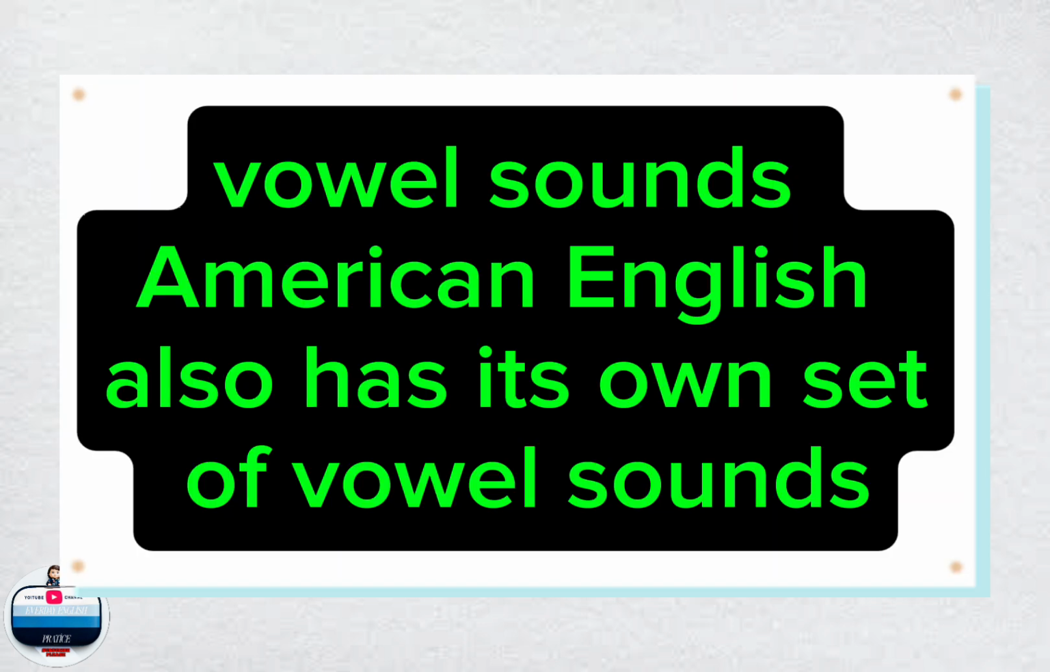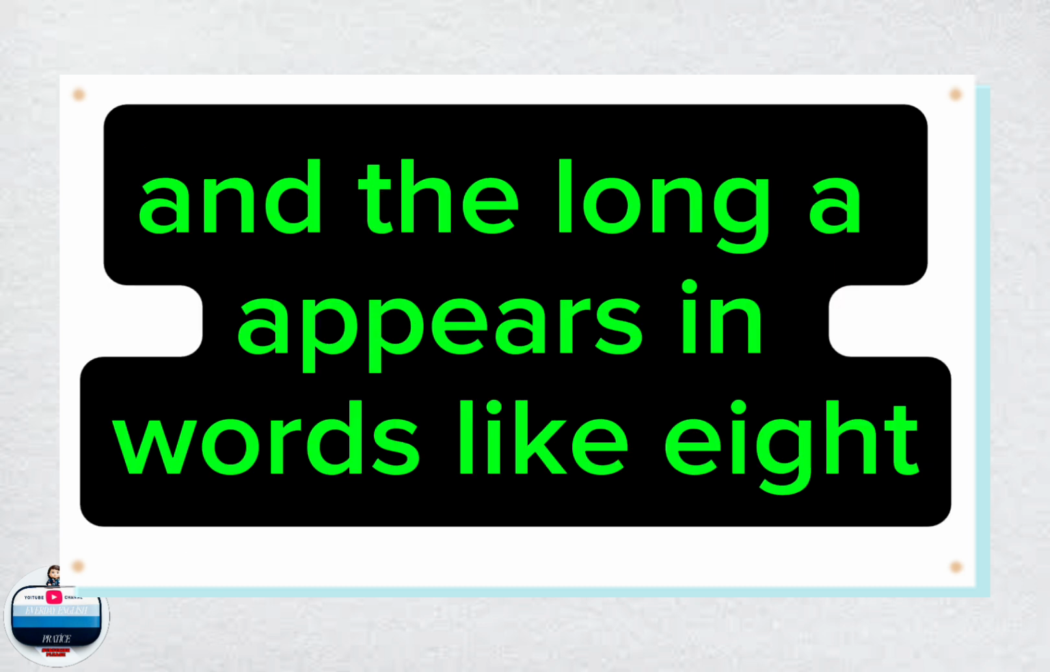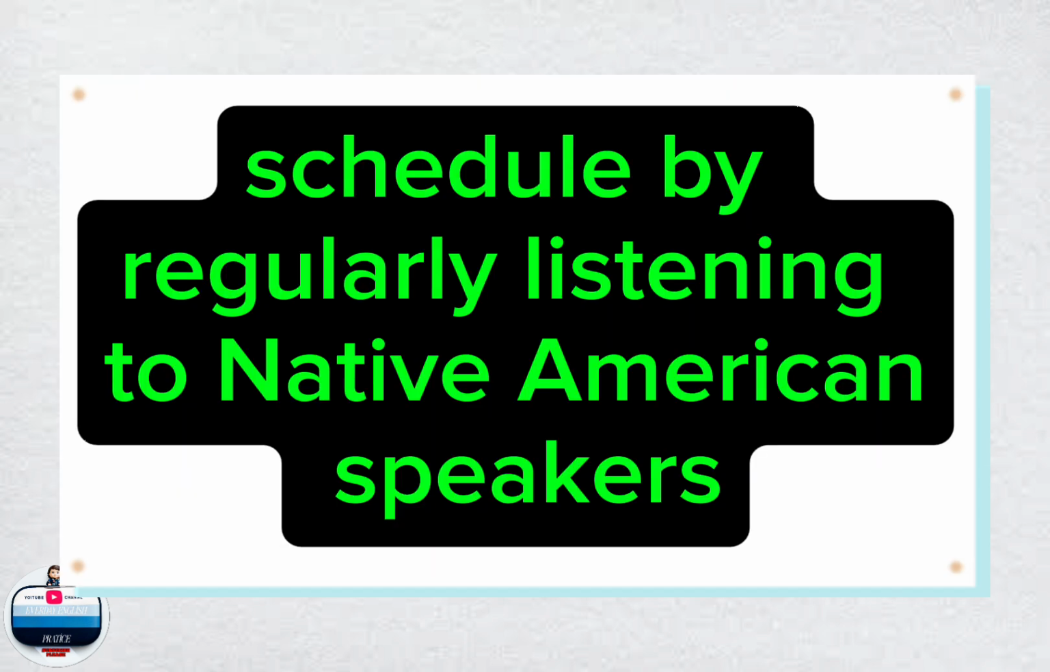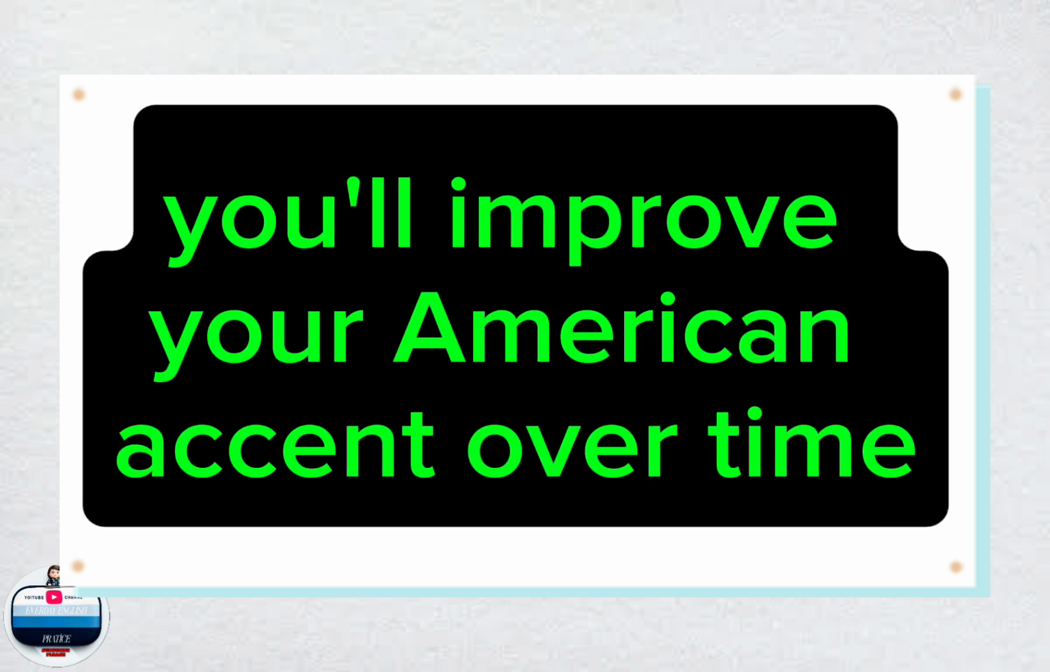Vowel sounds. American English also has its own set of vowel sounds. For example, the short A sound is pronounced in words like cat, and the long A appears in words like ate. Try practicing with these American words: water, car, butter, schedule. By regularly listening to native American speakers and mimicking their pronunciation, you'll improve your American accent over time.